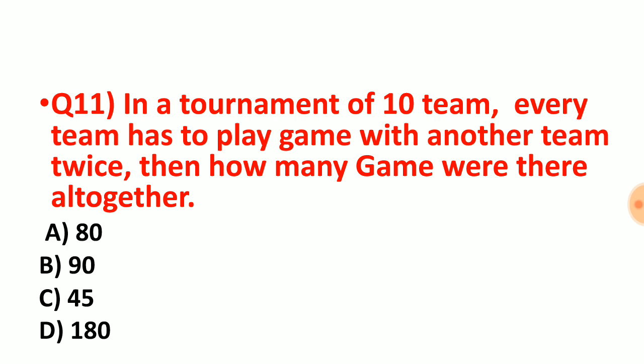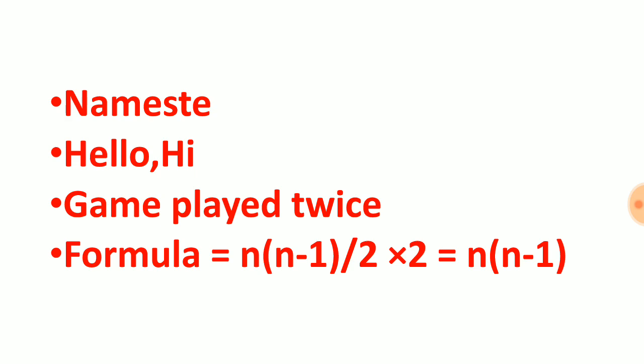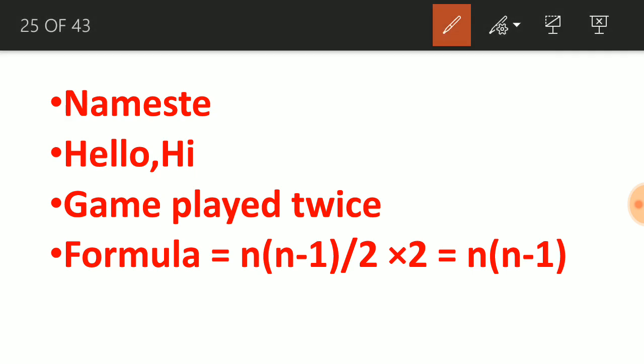Question 21. In a tournament of 10 teams, every team has to play games with another team twice. Here is the term twice, because of twice, our answer will be different. How many games were played altogether? In this case, they have to play twice, so 10 into 9, 90. 90 is the answer for this question. Here is the formula: for namaste, hello and hi, and for games played twice, our formula is just double of the handshake, just double of playing once, so that is n into n minus 1.